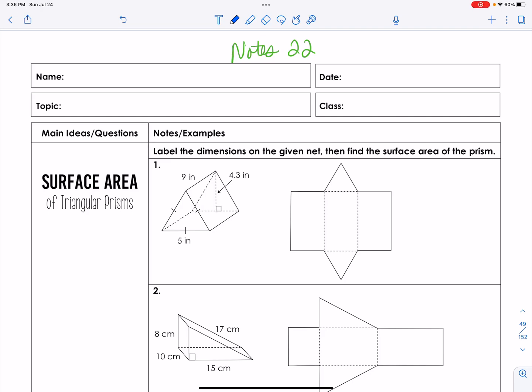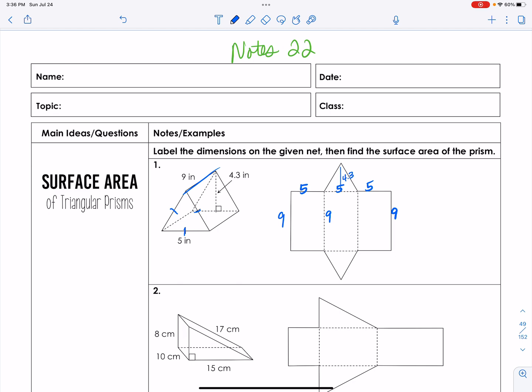So now we're going to do surface areas of triangular prisms. If you look at this, all of these are 5, because that's the side length of the triangle. We know this is 9, right? So these are all 9s. Okay, and then we know the height of this triangle is 4.3.